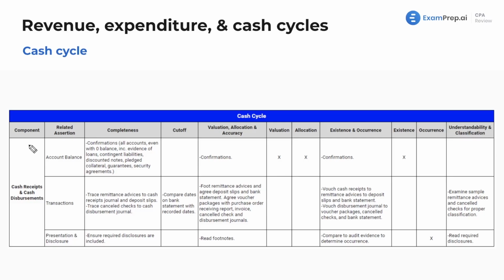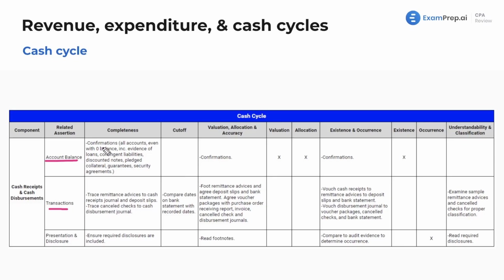Let's start off. Well, what component are we dealing with? It's really just the cash receipts and disbursements, cash in and the cash out. We are going to deal with, as we've seen before, assertions related to the account balance, which is balance sheet, transactions, income statement, and presentation and disclosure.